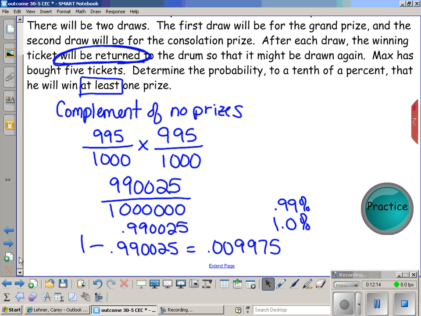So with independent events, that is when we are replacing an item after we've considered it already. That is one example. So they aren't dependent upon each other. You simply find the probability of each event and you multiply them together.